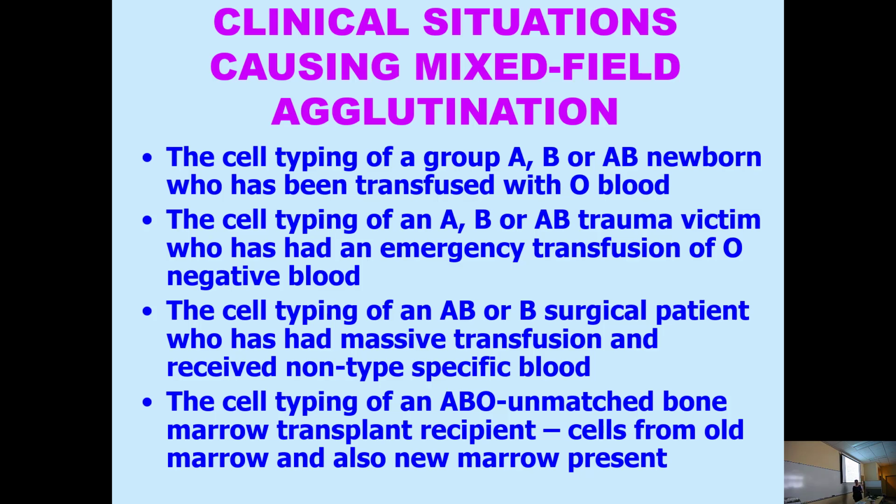Cell typing of an A, AB or B surgical patient who had a massive transfusion and received non-type specific blood. This happens. How many Bs and ABs do we have on the shelf? Not a ton. And so if you have to have a massive transfusion, there are times we're going to have to give you non-type specific blood.